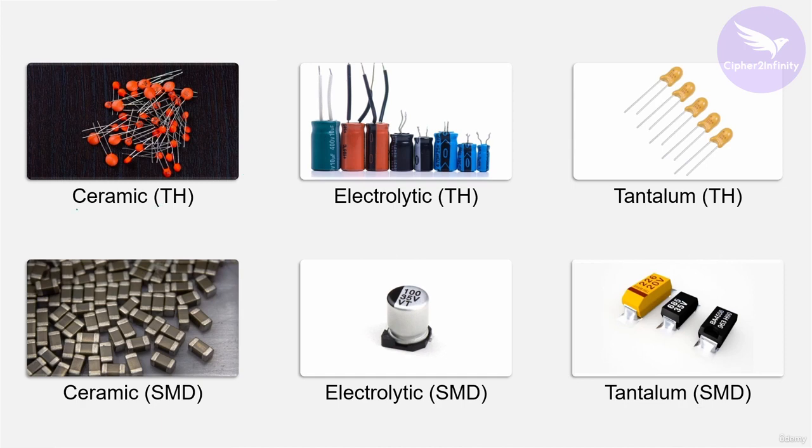So the first one is ceramic through-hole. So this is how the ceramic through-hole capacitor looks like. No matter what type of ceramic capacitor you use with a through-hole variant, they are going to look like this only. Okay, so here the color is different. Here it is orange color. When you purchase the ceramic capacitor from the local market, it's going to have a cream color, okay, or yellow color. Okay, so that's the ceramic capacitor with a through-hole variant.